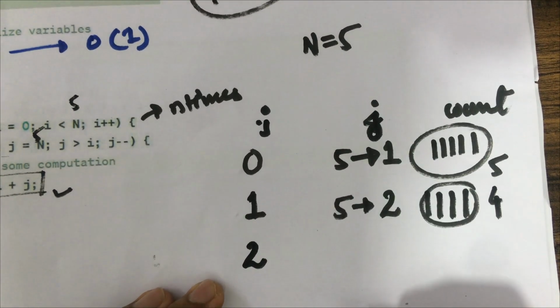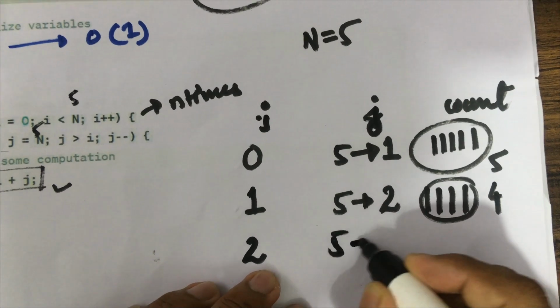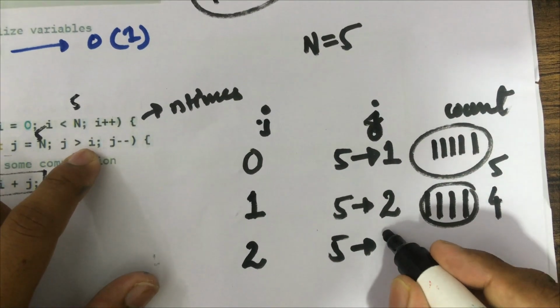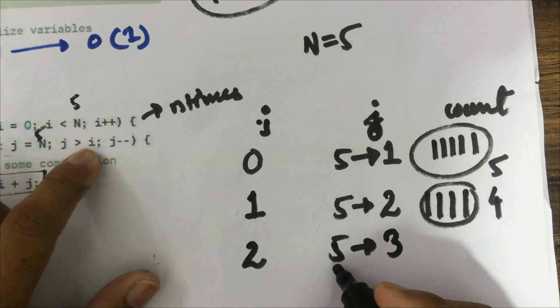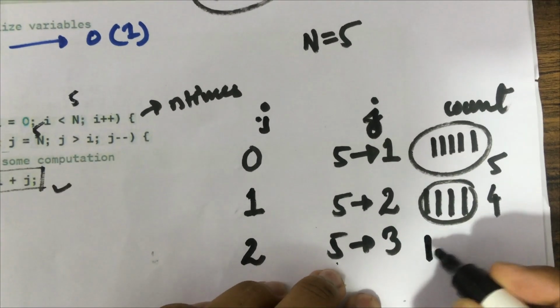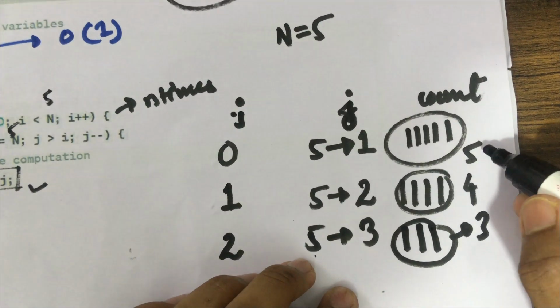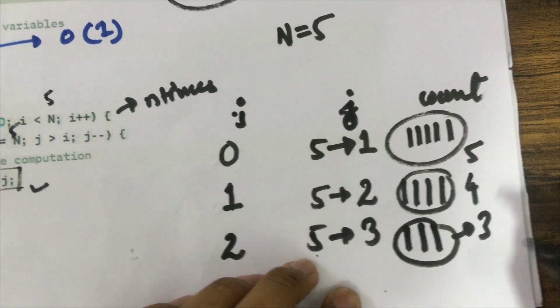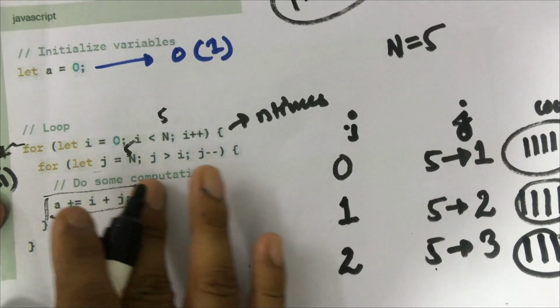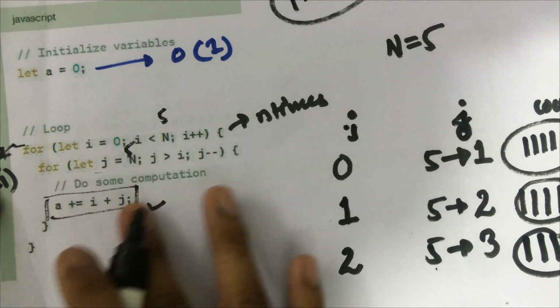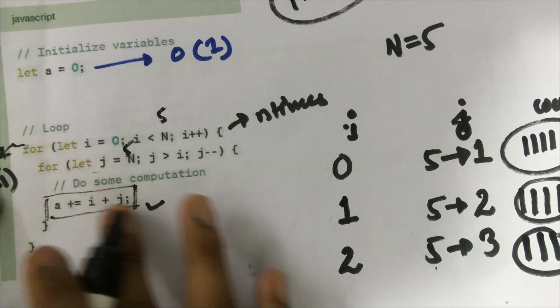Now i equals 2. J will fluctuate from 5 till, now that i is equal to 2, j will never reach 2, so it will reach 3. So j's value will go from 5 to 3: 5, 4, 3. How many times? 3 times. So you can see a pattern forming: 5, 4, 3, the number of times. We are basically trying to find the number of times this very statement inside the nested for loop will execute.